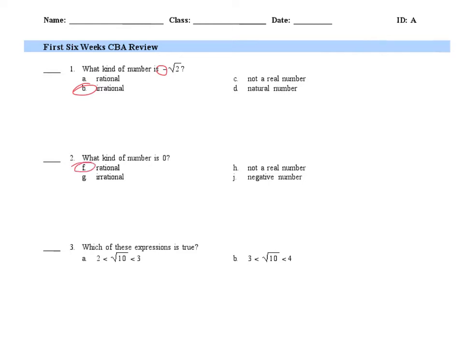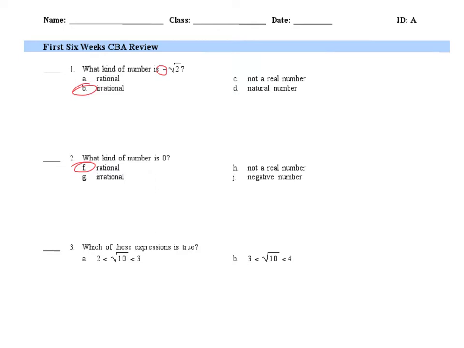Which of these expressions is true? Before we can even start this, we need to look at what we've got here. We have a whole number, and this sign means less than. So this 2 is less than this number, which is also less than 3. I can't really compare because I don't know what the square root of 10 is right now. So before I compare, I have to find the square root of 10. But the answer for B here is 3 is less than the square root of 10, which is less than 4. So we basically just need to find what the square root of 10 is and see if that falls in between 2 and 3 or if it falls in between 3 and 4.